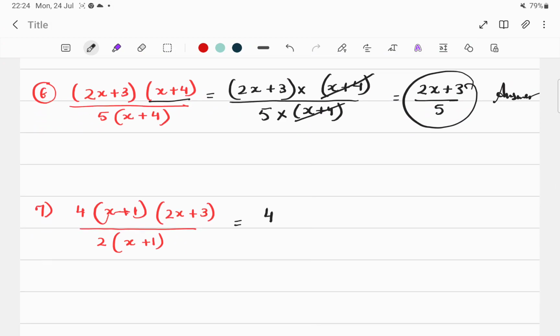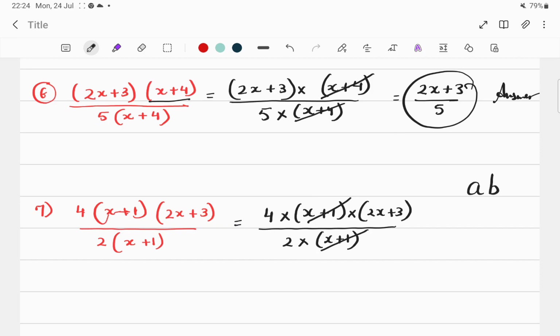Now here we have 4 times, the first bracket is x plus 1 and the second bracket is 2x plus 3, and in between there is a multiplication sign, 2 times x plus 1. Now here we have x plus 1 as a common factor because it's a multiplication. See, what is the meaning of factor? When you write any numbers or letters in multiplication, each of these is known as a factor. So 4 is a factor, x plus 1 is a factor, and 2x plus 3 is also a factor.